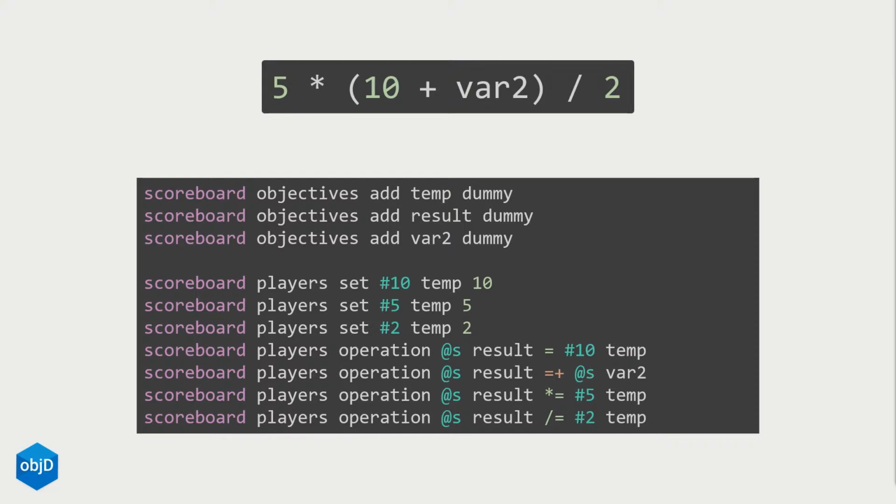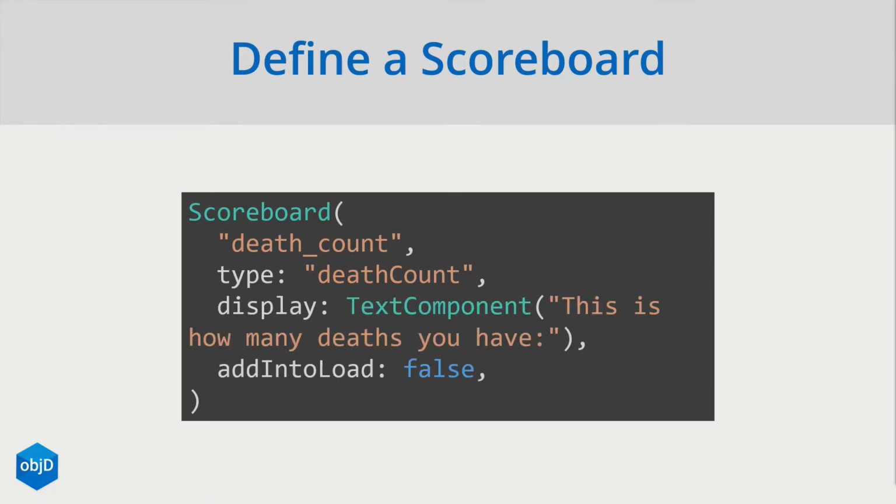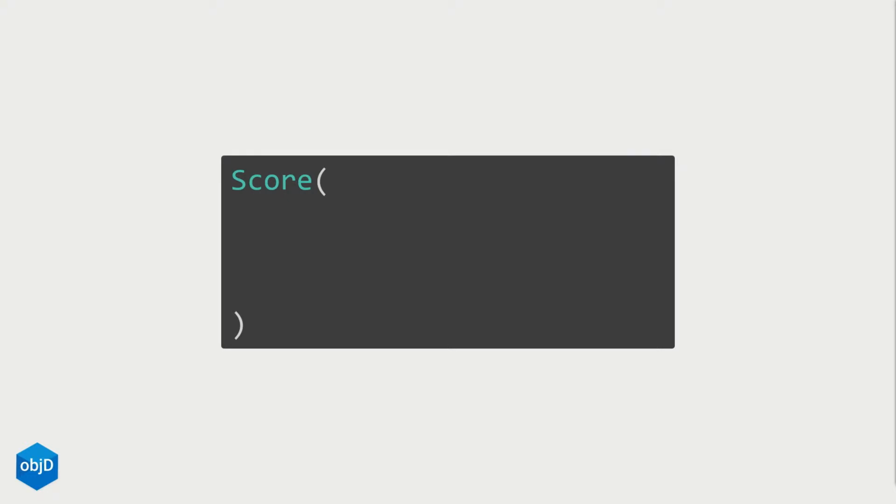With objD, I wanted to find a good solution between both approaches and make the entire system modular. With the Scoreboard widget, you can define a scoreboard just with one argument. It would automatically add the scoreboard into your load function and assign the dummy type. However, you can change the type easily with the type argument and also disable the load function by setting add into load to false.